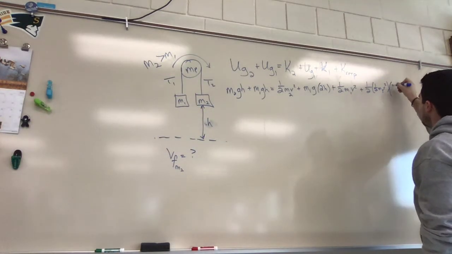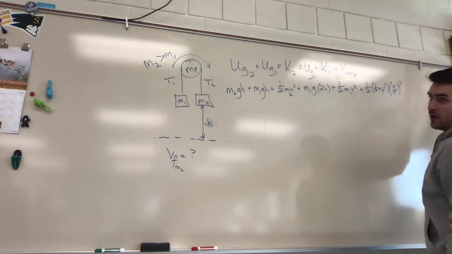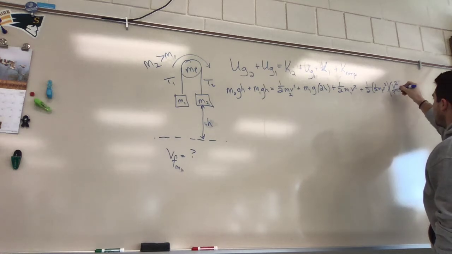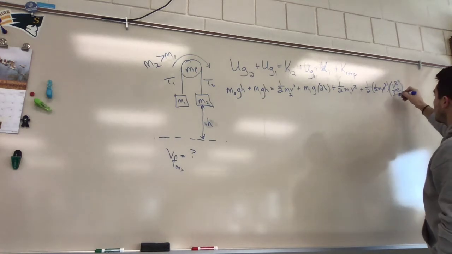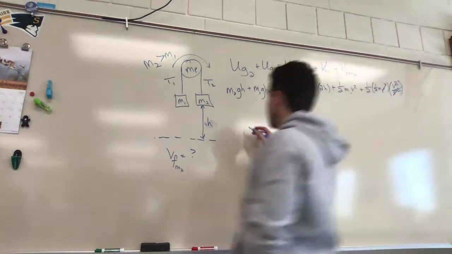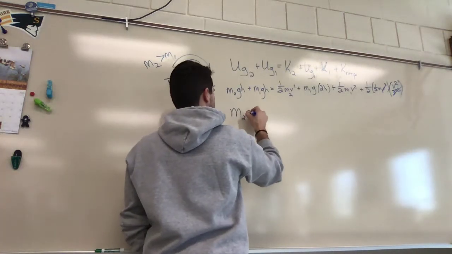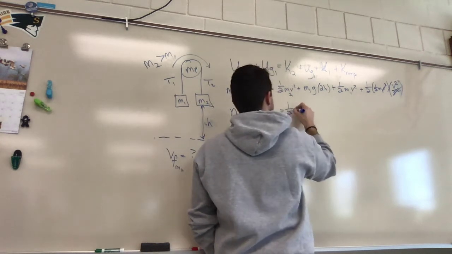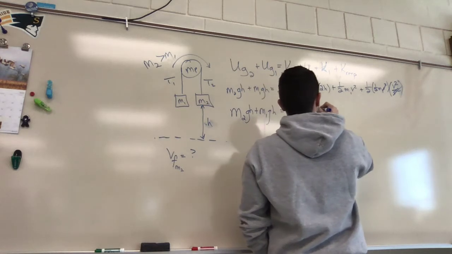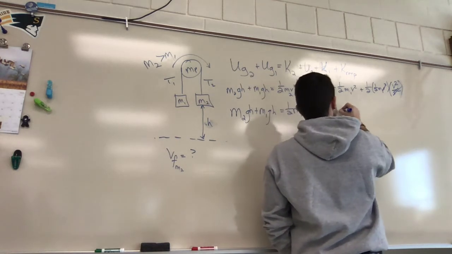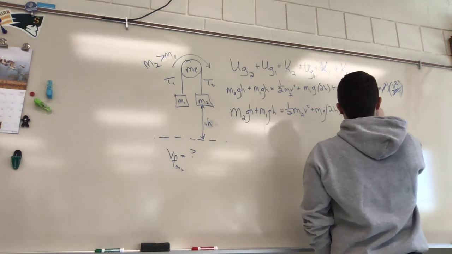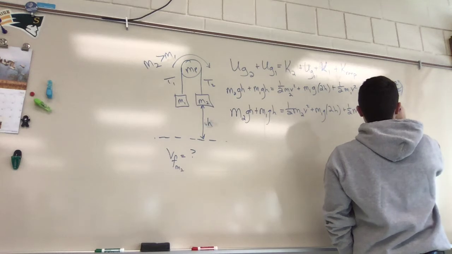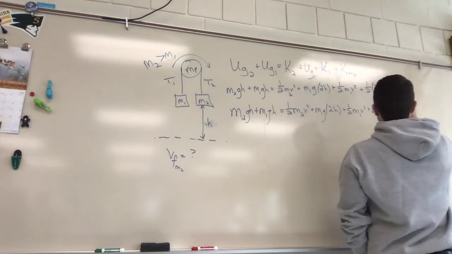Instead of omega, let's call it v over r. And let's just go ahead and distribute that square right off the bat. Let's go v squared over r squared. Now when I have that, I see my r's cancel out. Wonderful. Let's rewrite this. m2 g h plus m1 g h is equal to 1/2 m2 v squared plus m1 g times 2h plus 1/2 m1 v squared plus 1/4, woo, algebra, 1/4 m pulley v squared.